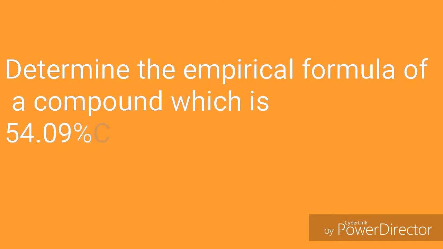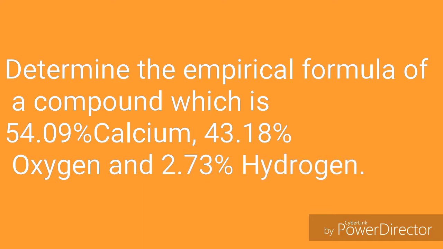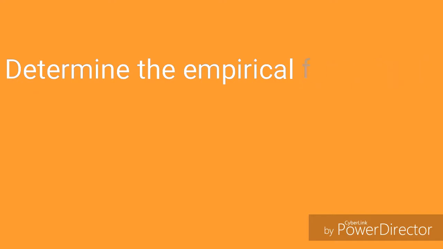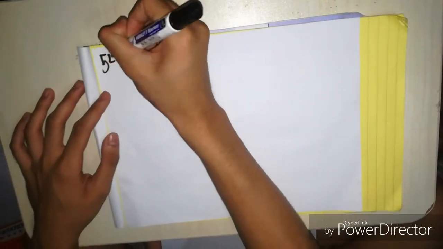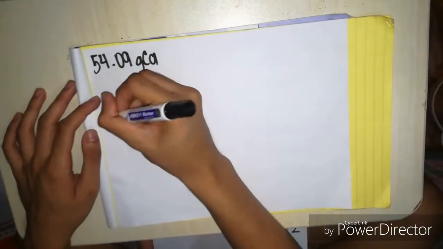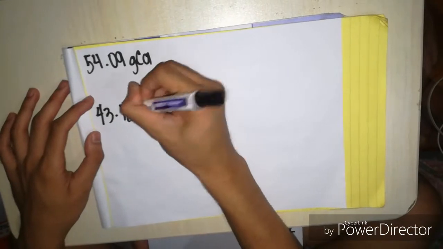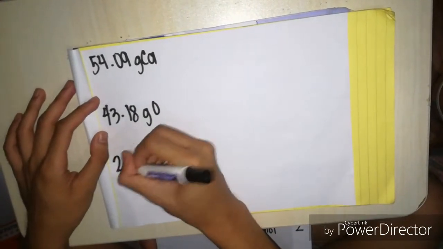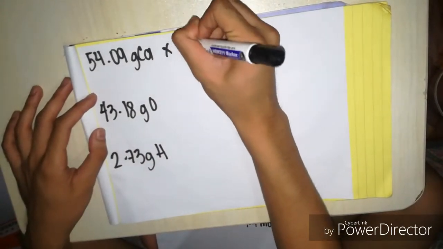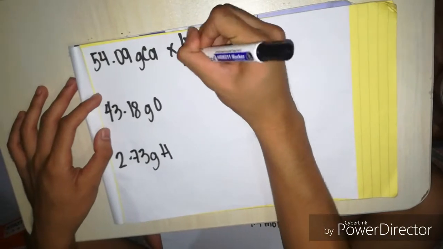Determine the empirical formula of a compound which is 54.09% of calcium, 43.18% of oxygen, and 2.73% of hydrogen. The first step is to convert each element into mass. For 54.9 grams of calcium, 43.18 grams of oxygen, and 2.73 grams of hydrogen. Multiply it by 1 mole and divide it by its atomic mass.